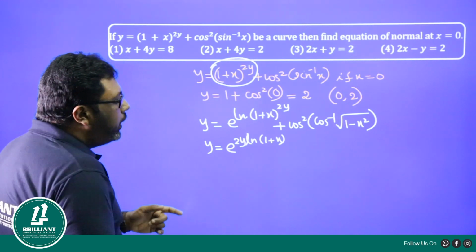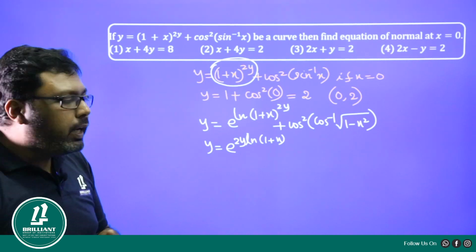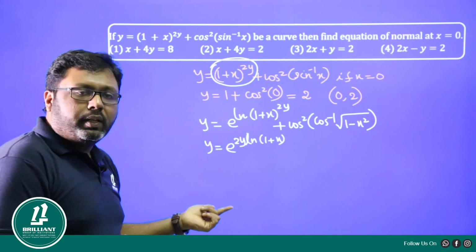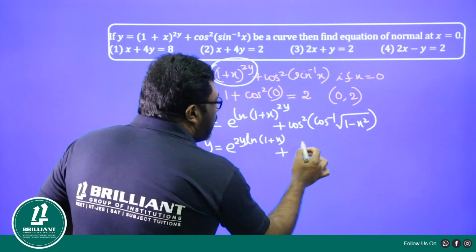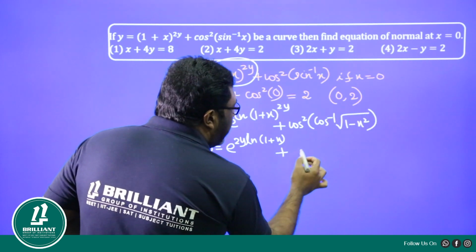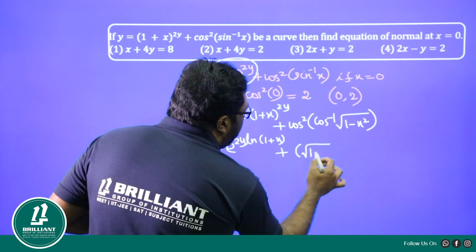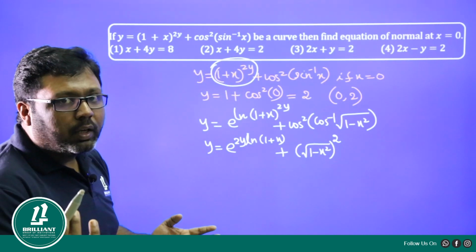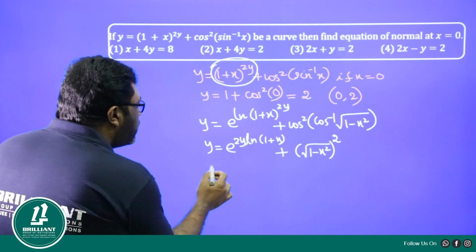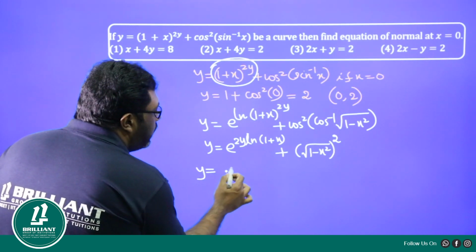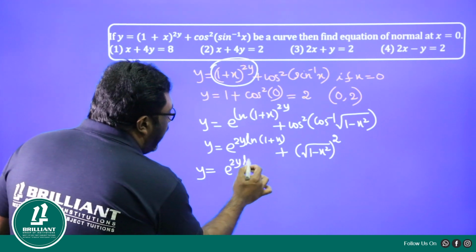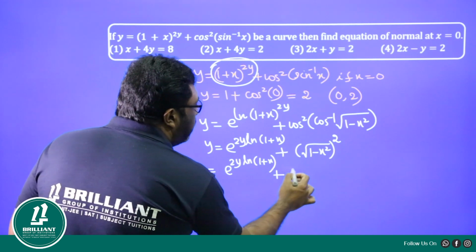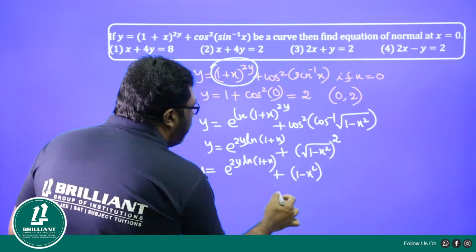Now I can confidently apply the derivative. I can easily find the derivative of this function because that y has come down from the power. Okay, now this is cos of cos inverse the whole squared, which is going to make it root of 1 minus x squared the whole squared. Cos and cos inverse are inverse of each other. It goes off, right? So what is this function now? y is equal to e raised to 2y ln of 1 plus x plus 1 minus x squared. Now let's go for the derivative.